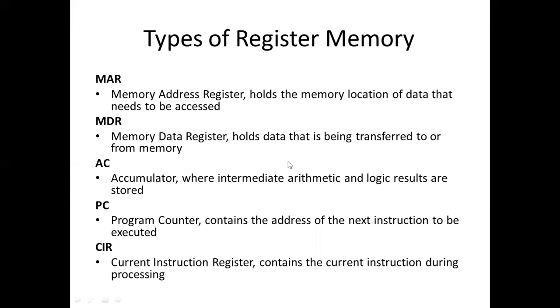And then we have the accumulator. This is where immediate arithmetic and logic results are stored. Then the program counter contains the address of the next instruction to be executed. And then we have the current instruction register, which holds the instruction that is being processed at that time. I hope that makes sense.